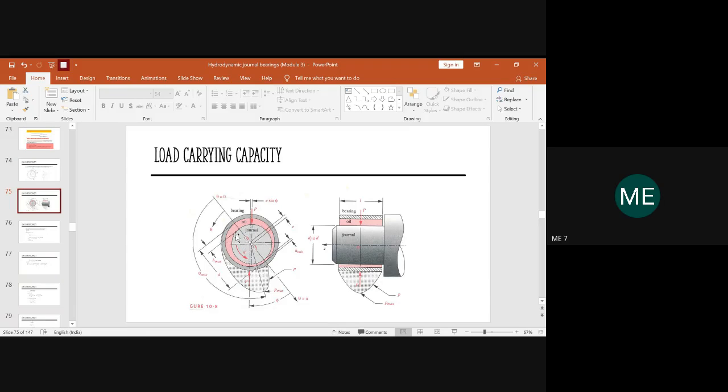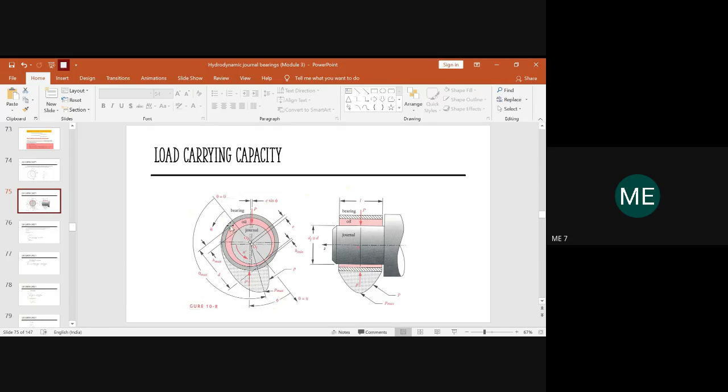As we have the minimum oil film thickness and maximum oil film thickness, this is our H max and this is our H minimum, which we used to determine usually in the previous class. Similarly, the pressure is distributed across the contact area, between the journal and the bearing. Behind the contact area you will have a negative pressure, and this is the region where you will have the positive pressure distribution.